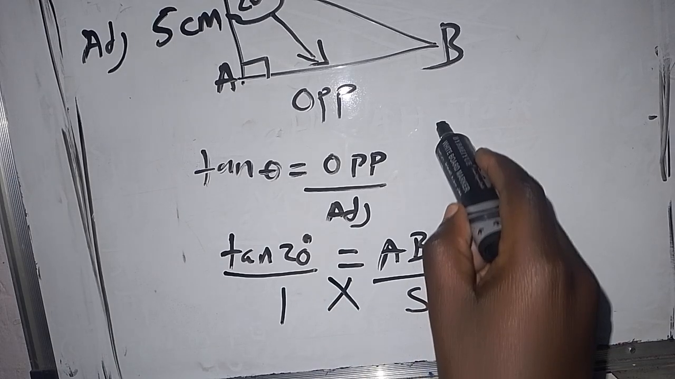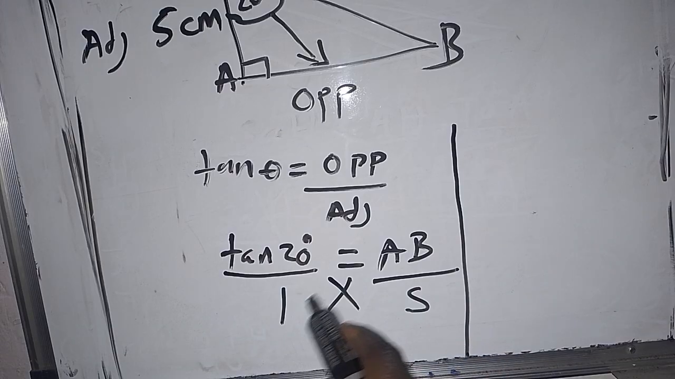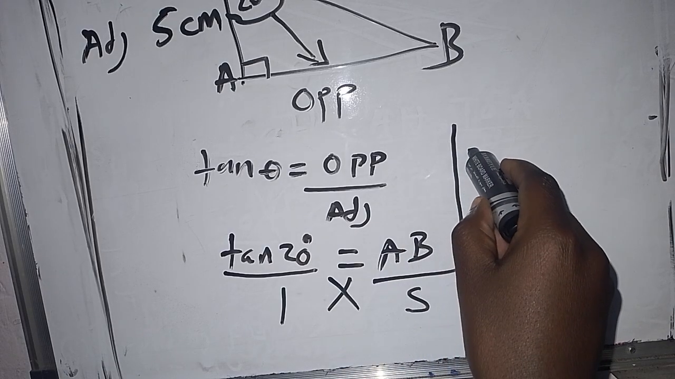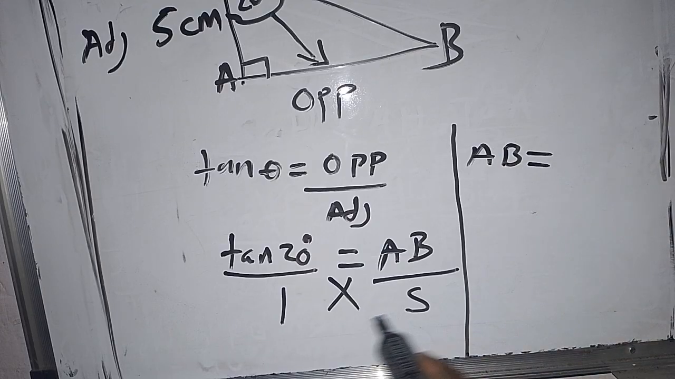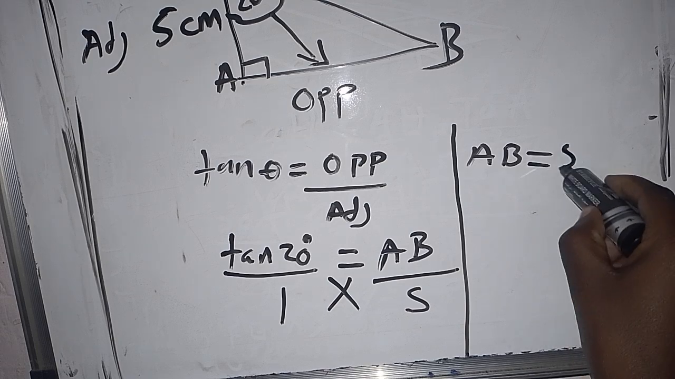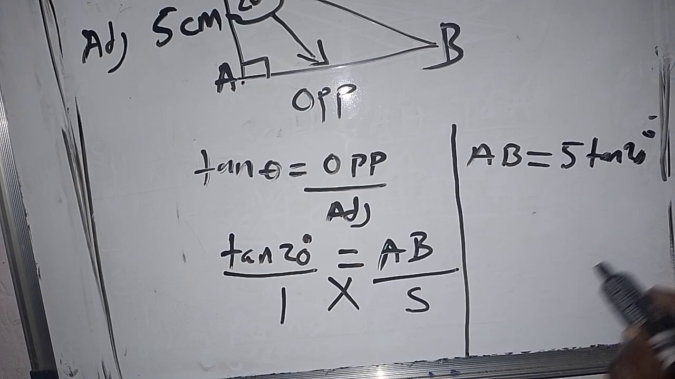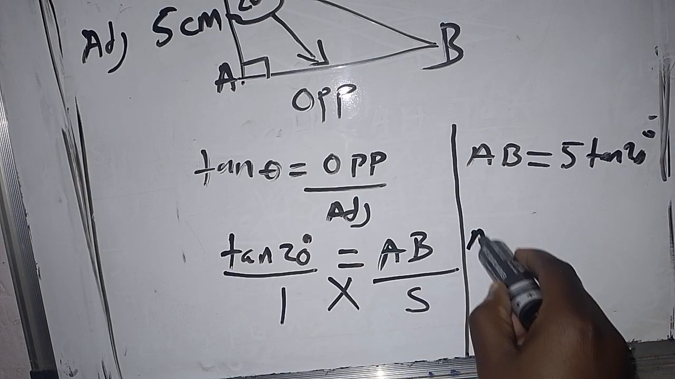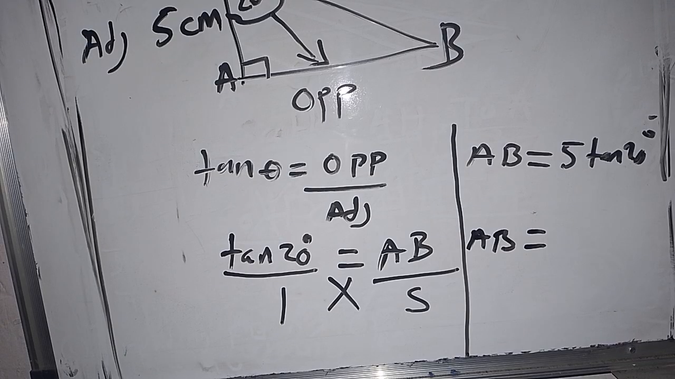Now from there, what is 1 times AB? 1 times AB is simply AB. Then what is tan 20 times 5? So tan 20 times 5 is just 5 tan 20 degrees. Now from here we can conclude to say AB is equal to 5 tan 20 degrees. Now this part we just have to use a calculator.